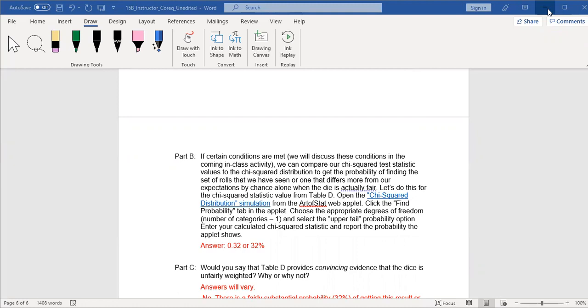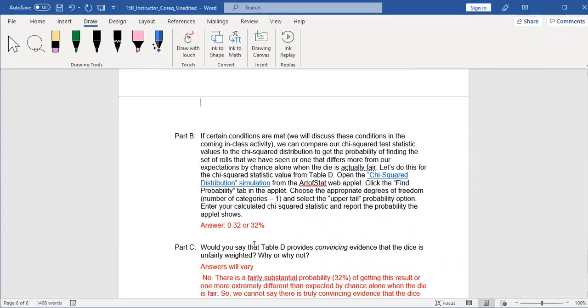Then the chi-square test statistic in table D was 2.28. The probability we need, for a chi-square distribution with 2 degrees of freedom, is about 32%. Remember, I will go back and write my answer quickly. So that 32% is the answer for this probability.